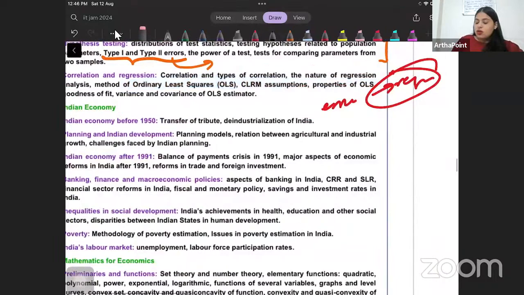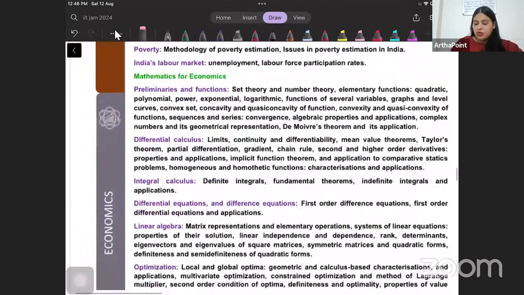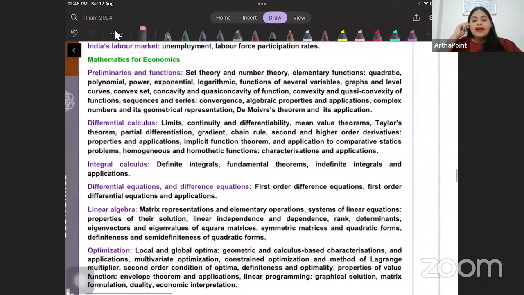Okay, now let's talk about maths. बेटा Indian को बाद में लेंगे, maths पे आओ. Maths में जब हम देखते हैं, the first thing is preliminary and functions, set theory, number theory, quadratic polynomial, power function, exponential function, सबकी properties पता होनी चाहिए. You should be well aware of the properties of each kind of function. A question can be asked from convex set. Question can be asked from concavity, quasi-convexity.